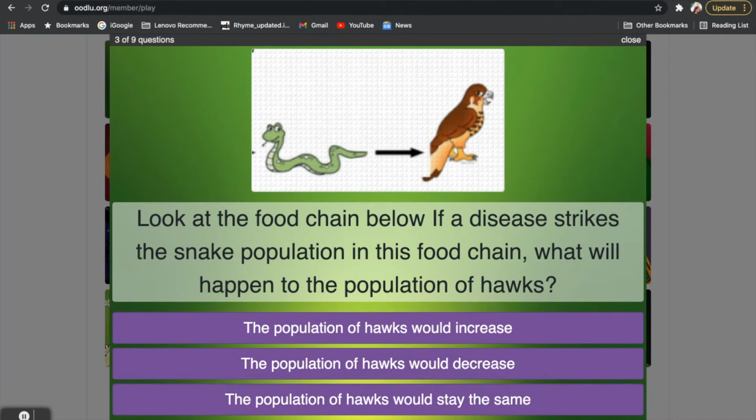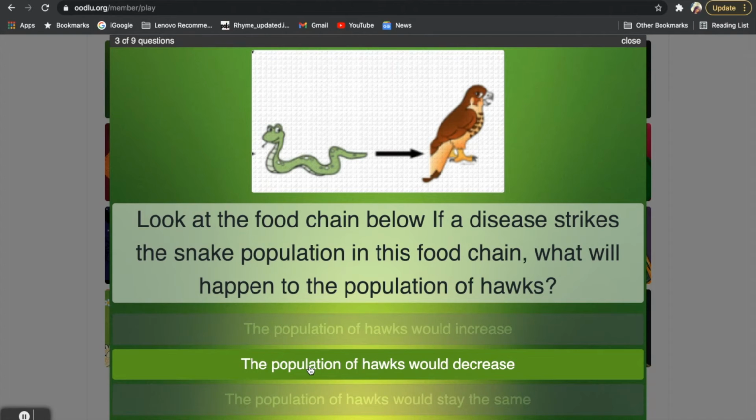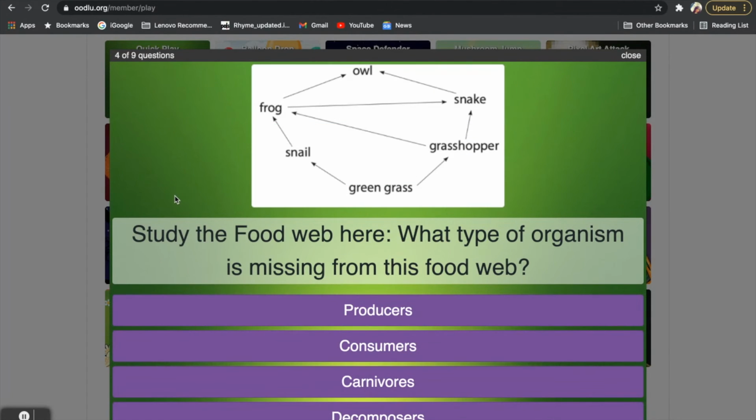If you said the population of hawks would decrease, that is correct. Because if there are no more snakes, what is the hawk going to eat? It will starve. It will start to go hungry. And eventually, some hawks will begin to die out, meaning there will be fewer hawks in the environment. What type of organism is missing from this food web? Producer, consumer, carnivore, or decomposer?